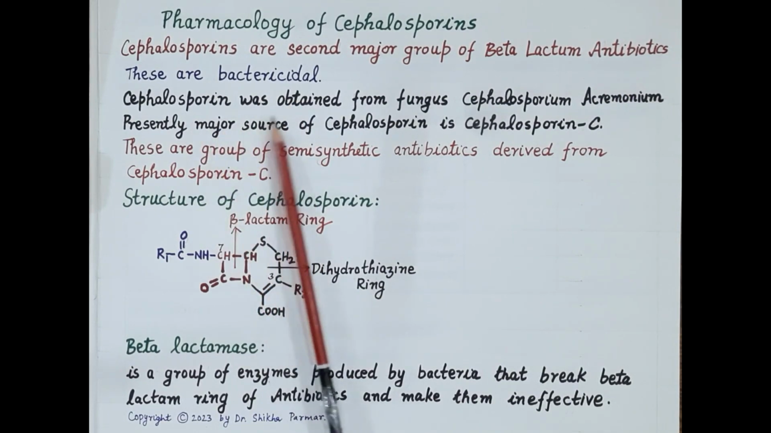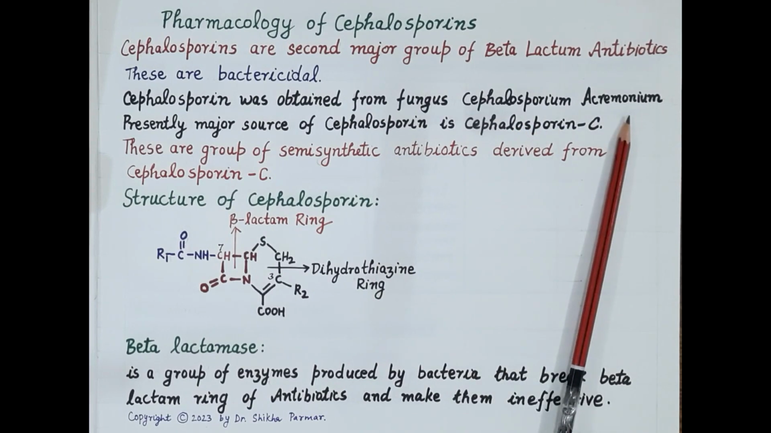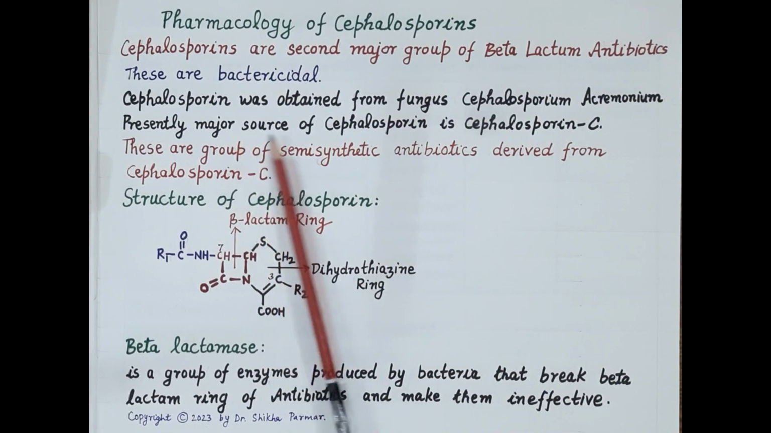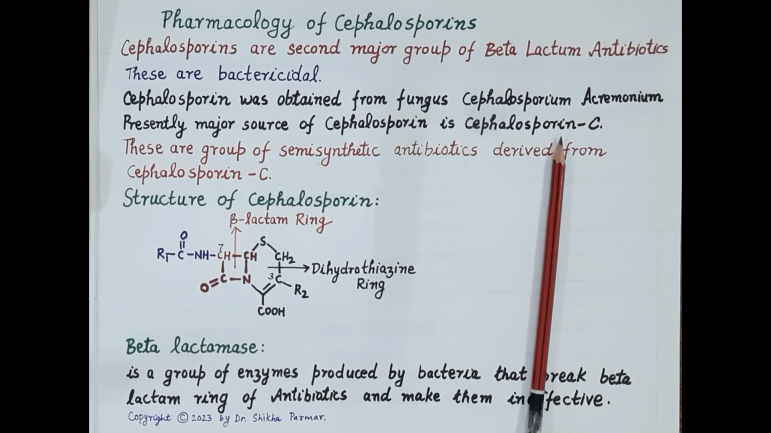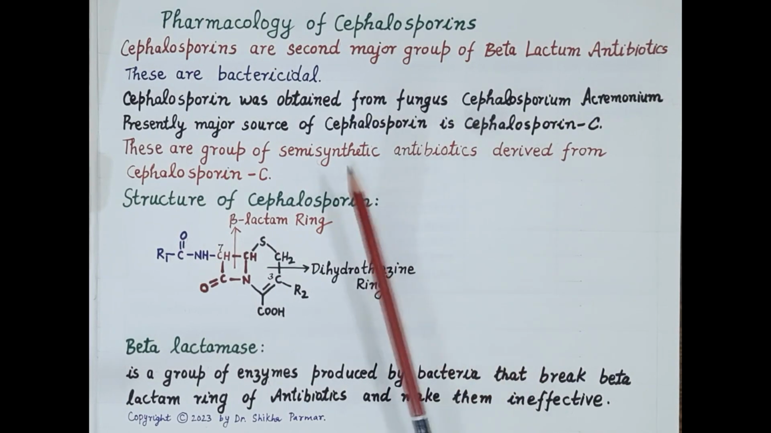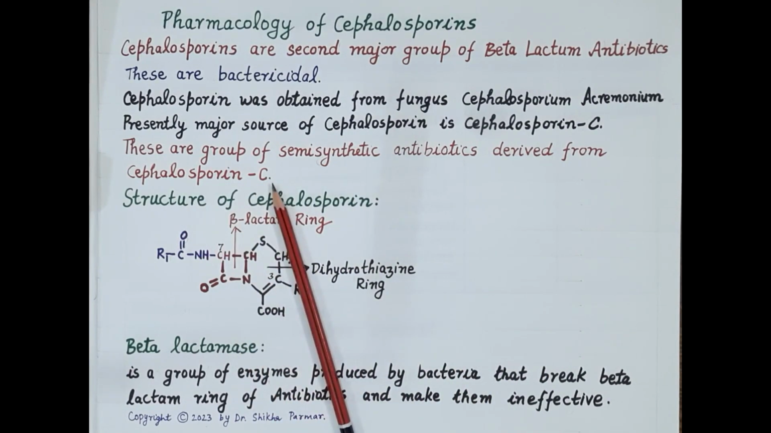Now, cephalosporin was obtained from the fungus Cephalosporium acremonium. However, the present major source of cephalosporin is cephalosporin C. All clinically used cephalosporins are semi-synthetic antibiotics derived from cephalosporin C.